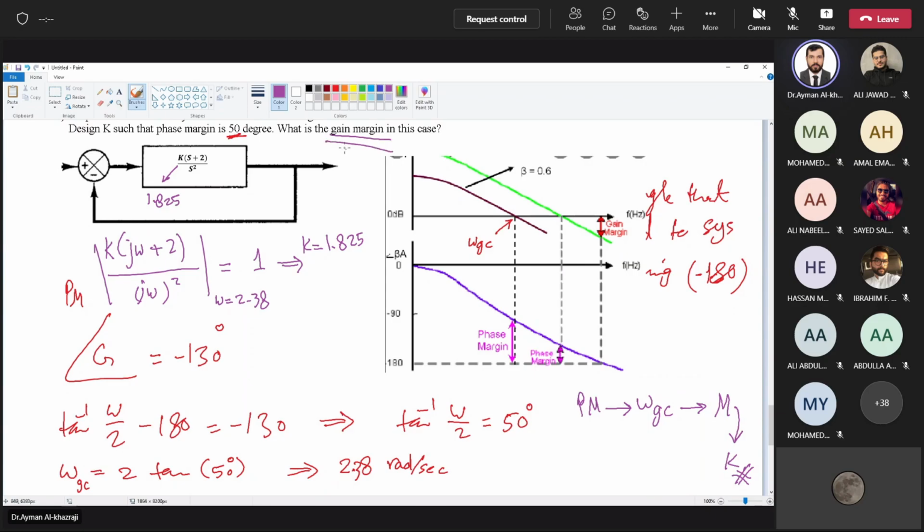What is the gain margin? I don't think we need to find the gain margin in this case. When we reach minus 180 you can find it, but this is not the true figure. Now you can find the magnitude because you have the K value. That's it.